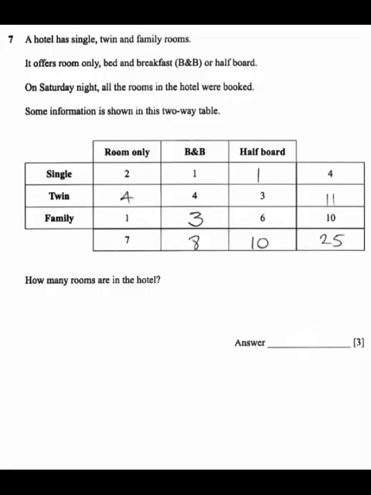So it says how many rooms are in the hotel. And you can see this bit here is where the totals merge together. It's 25. And that is how many rooms there are.